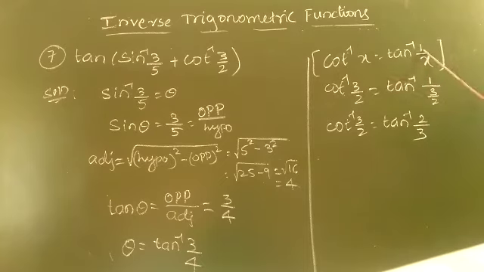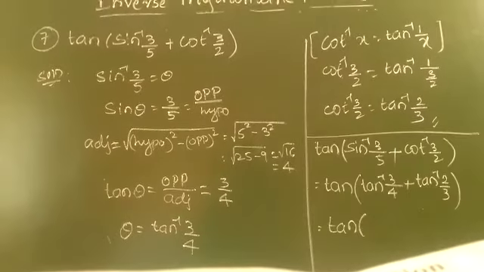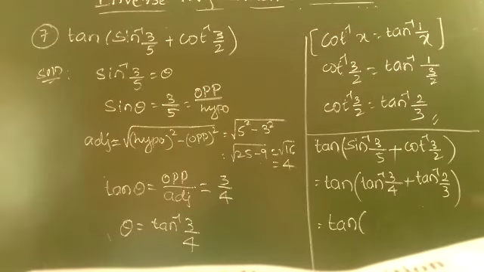Directly, cot inverse 3 by 2 is equal to tan inverse 2 by 3. First step only you write, no problem. When both are in the bracket, values are in terms of tan inverse. Now we substitute these values in the given problem. Write the first problem. What is that problem? Tan of (sine inverse 3 by 5 plus cot inverse 3 by 2). It is the given problem.